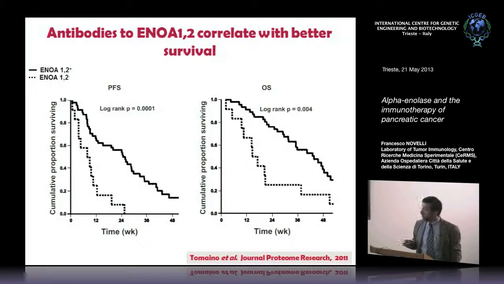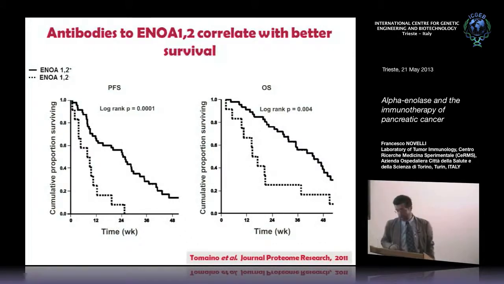It is of clinical relevance that we observed that patients with antibodies against the two isoforms that we call ENO-A1.2 have a survival advantage compared to the patients that do not have the antibody against the two isoforms. So this is the progression-free survival. This is overall survival, which is higher in patients that have those antibodies.